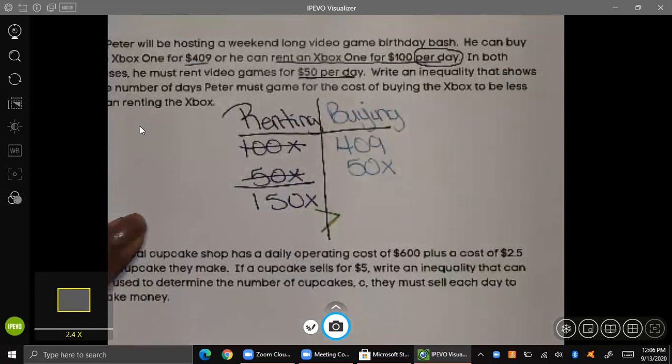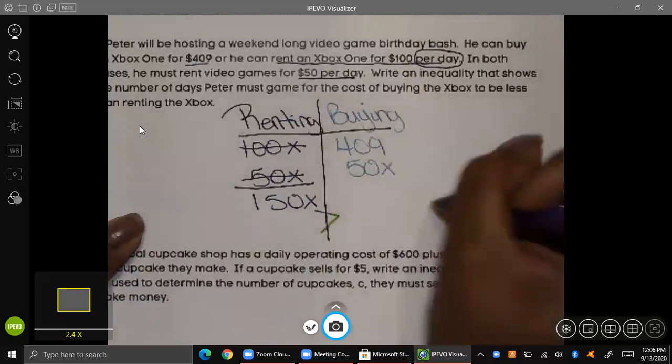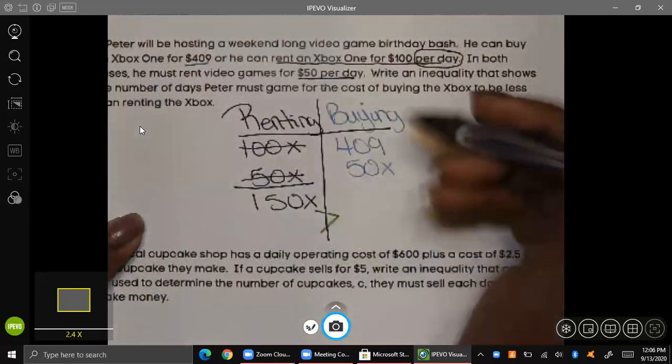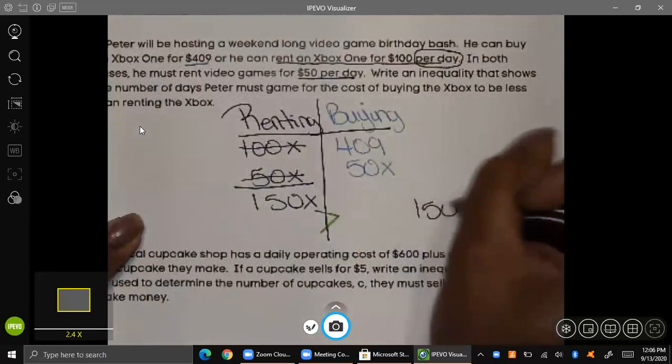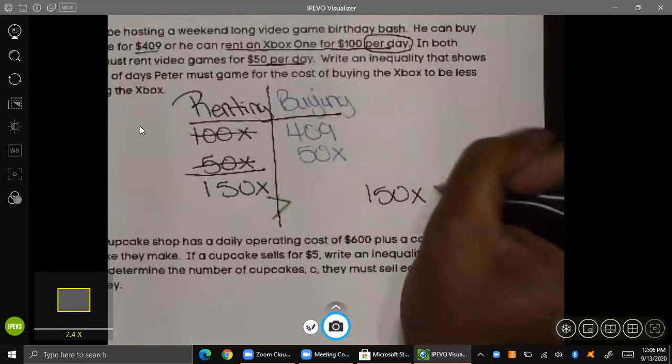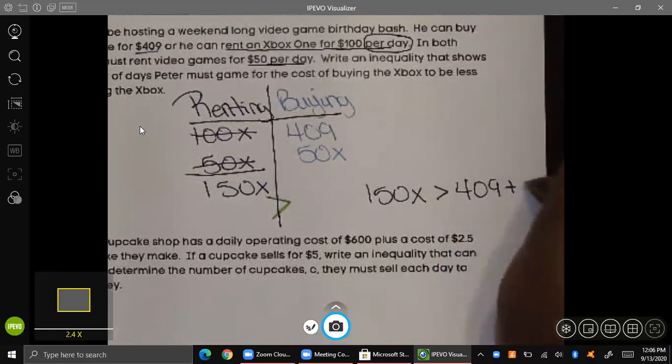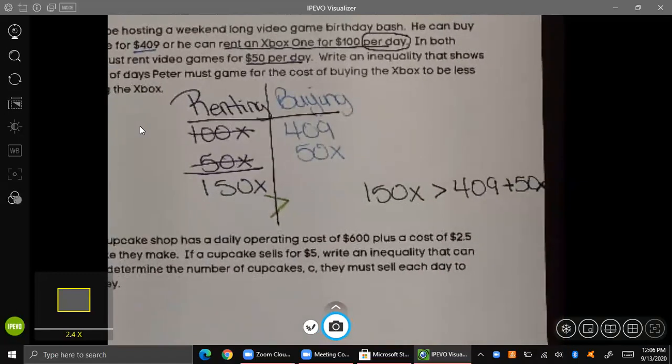And now we can write out our inequality, which is going to be 150x is more than 409 plus 50x.